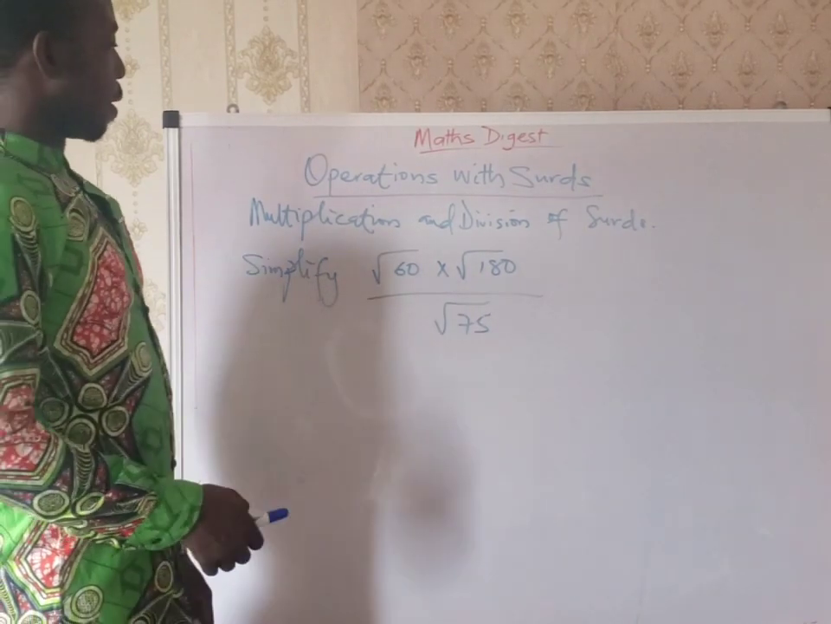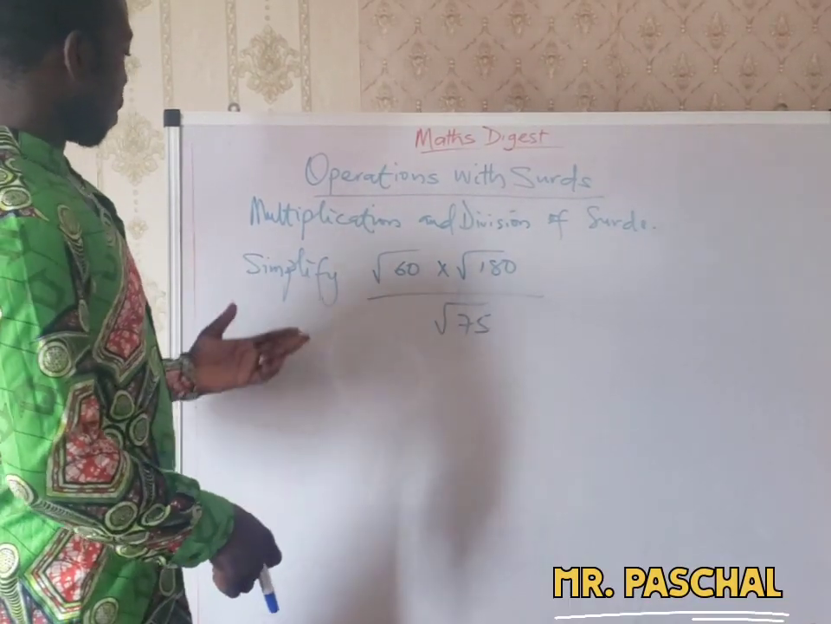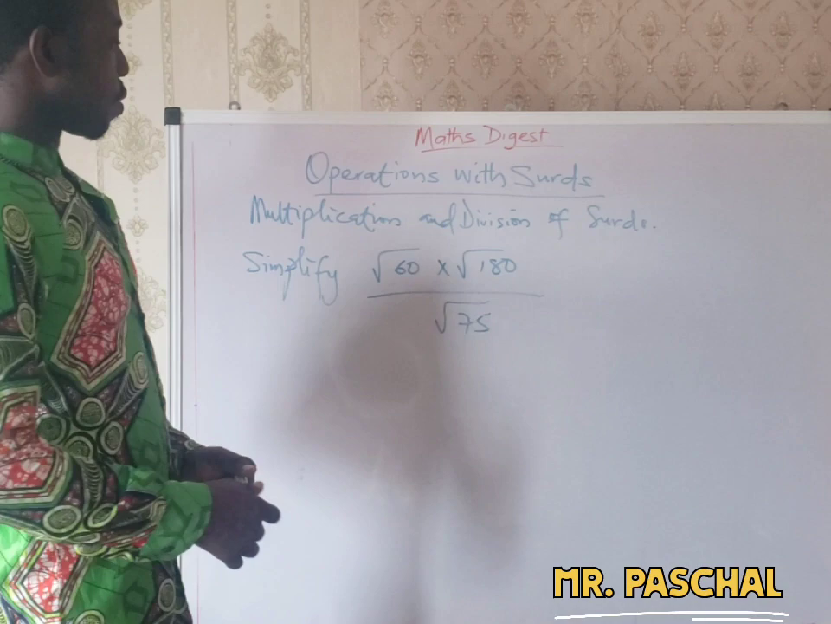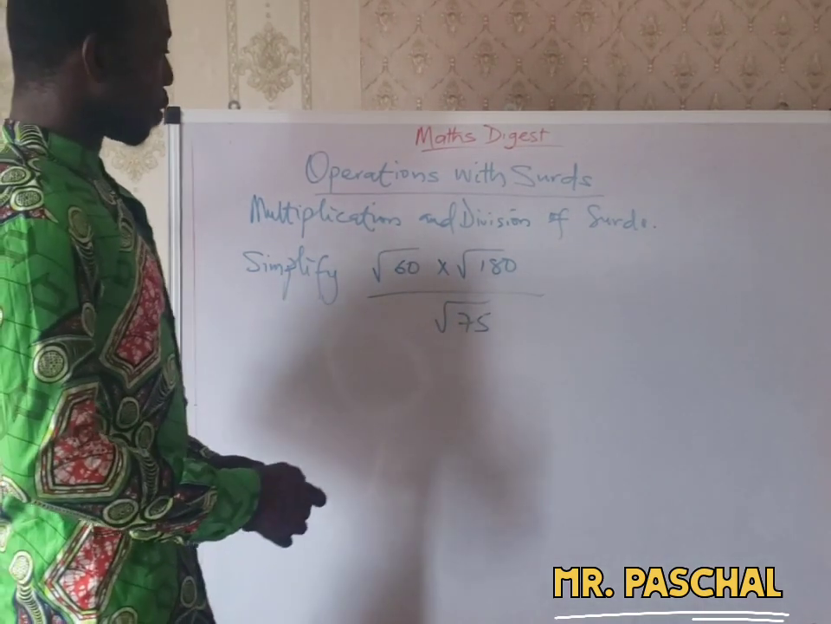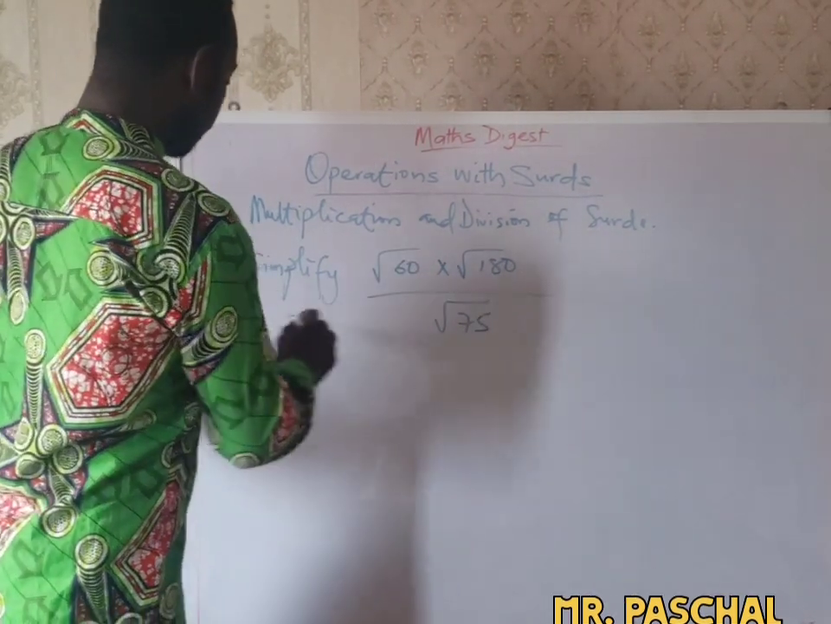Here comes multiplication and division of surds. Simplify root 60 times root 180 over root 75. Solution.